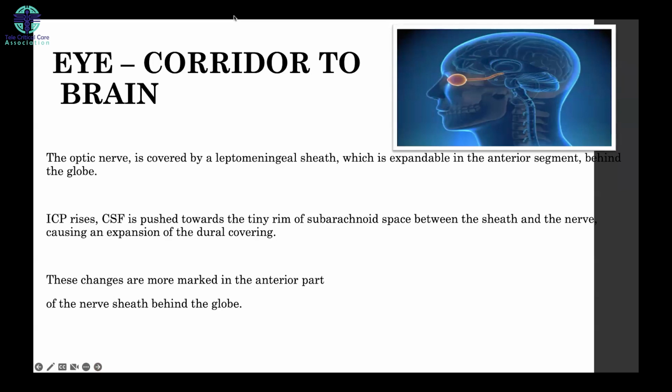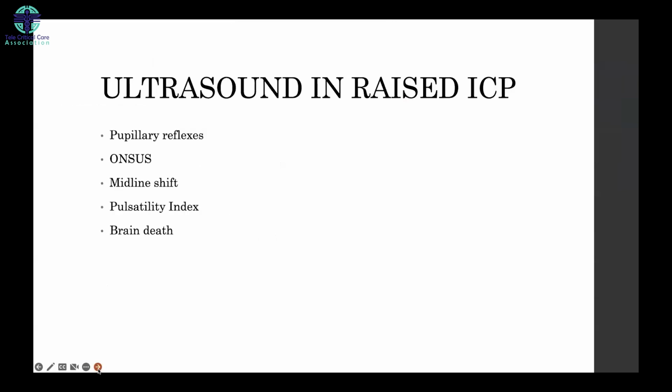So that's why we take the anterior part, and from where to measure also we will see. And these changes are more marked in the anterior part of the nerve sheath behind the globe. So this is the most sensitive part to measure the ICP.